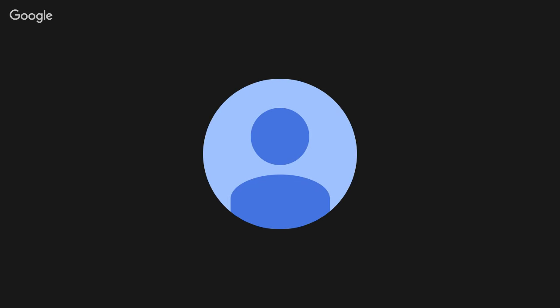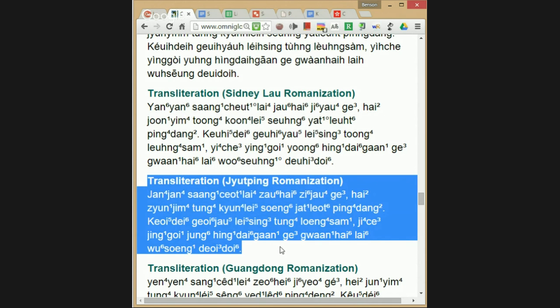Ge. Ge. So, another thing about Cantonese, basically, if a syllable doesn't end with a consonant, it is usually quite long.